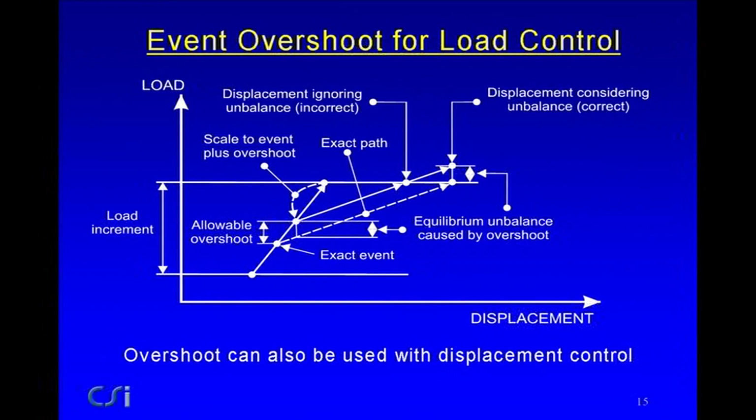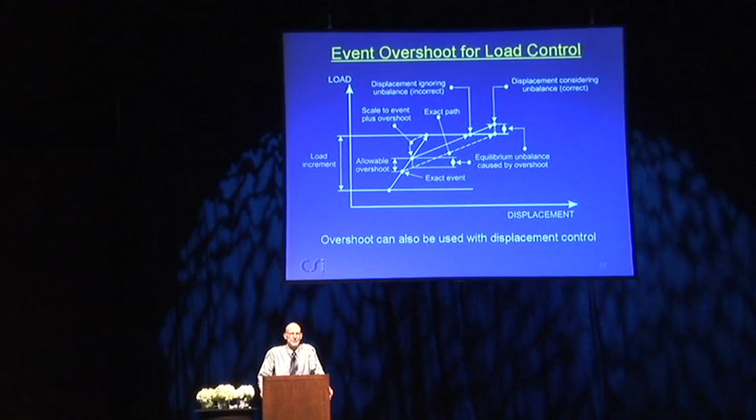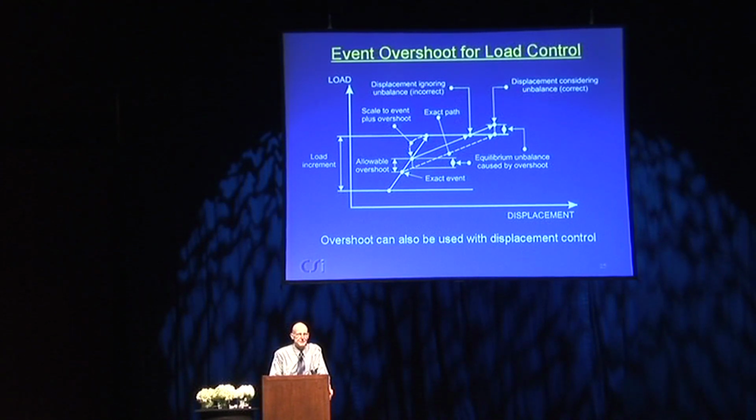I'm not going to spend any time on this one. You can take a look at this separately if you want to, but the price you pay for allowing overshoot is you get some equilibrium unbalance. You have to correct for this, otherwise you get the wrong result. And all this diagram does is indicate how you can correct for the equilibrium unbalance. And it's done in the next event, basically.